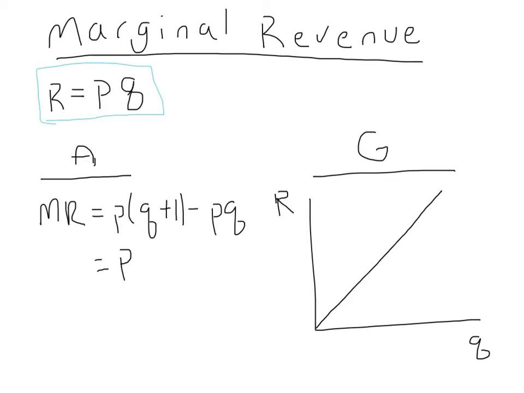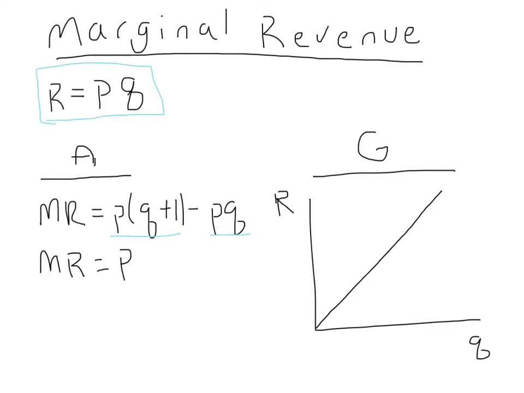So we can calculate the marginal revenue analytically or graphically. Analytically, our revenue when we produce Q plus 1 units is P times Q plus 1. Our revenue if we produce just Q units is PQ. We can distribute and subtract, and we're just left with P. So we can see that the marginal revenue is always going to be P, whatever P is, some constant, in the perfect competition model.